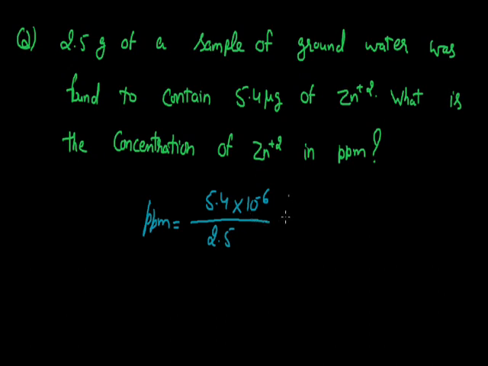Since we are talking about parts per million, we need to multiply this with 10 to the power 6. This 10 raised to the power 6 will cancel with the 10 raised to the power minus 6. The resultant concentration in parts per million will be 5.4 divided by 2.5, and on solving this we get the value 2.16. So that is the concentration of zinc cation in parts per million.